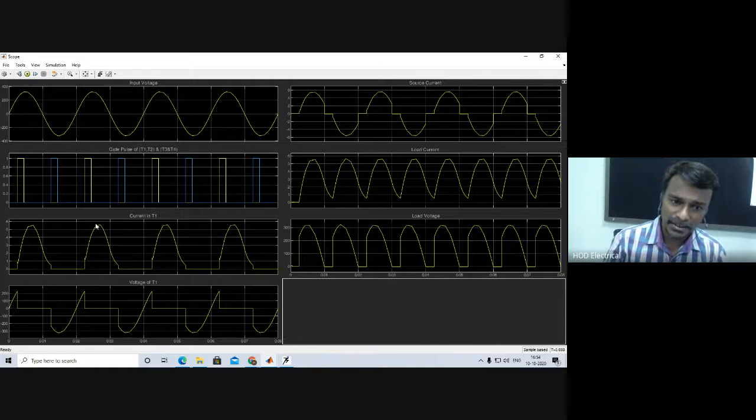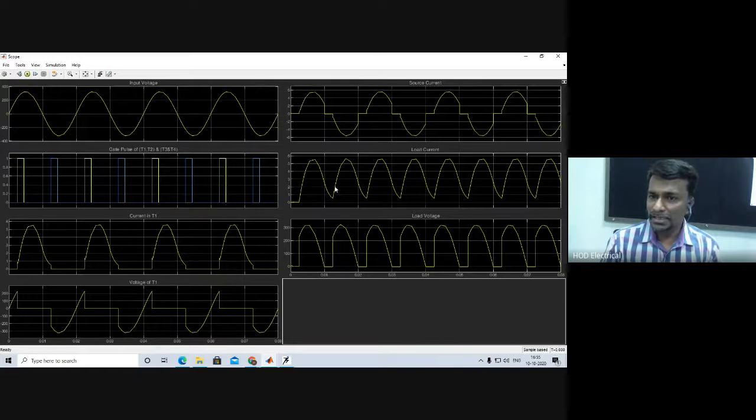Then T1 again gets the firing pulse we have given, so till then it will be in the forward blocking state. Whatever we have learned, the same thing continues. So this is the source current. As long as we change the inductance and alpha value, the shape of the input source current will also change accordingly. Harmonics will be there. Now this is the continuous conduction mode.